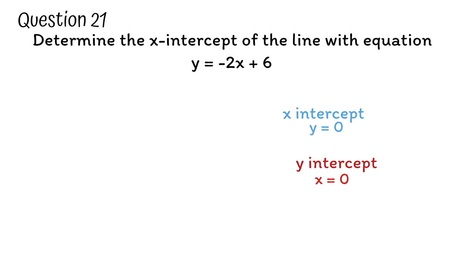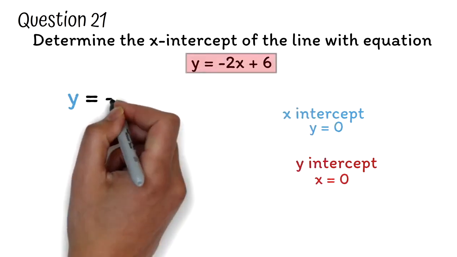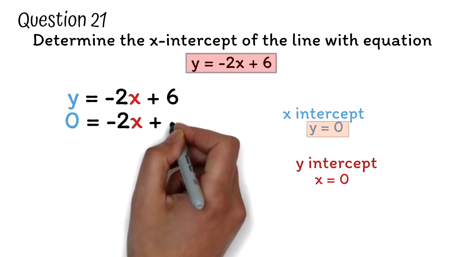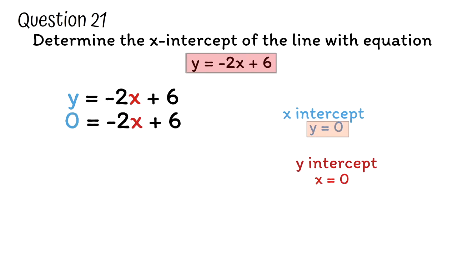We have the equation of the line to be y equals negative 2x plus 6. We are to find x-intercept, and as we have come to know that at the x-intercept, replace y with 0 in the equation, and this will give us 0 equals negative 2x plus 6. By order of operation, subtract 6 from both sides of the equation.